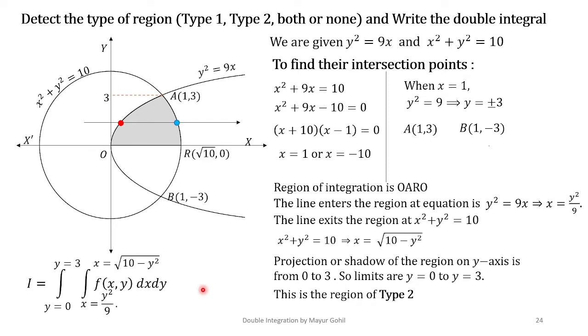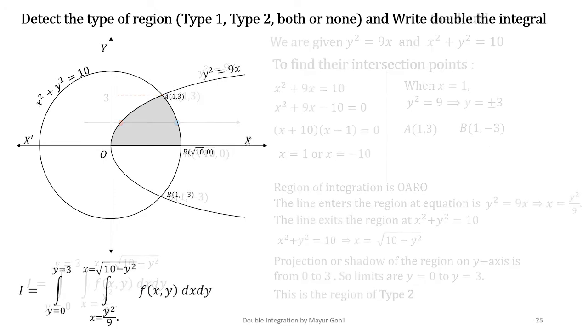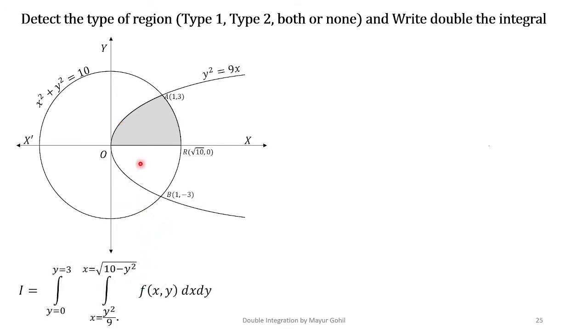Let us see what all things can be done if we try to see this as a type 1 region, and what changes come to the double integral if we try to see the region as a type 1 region. I'm carrying forward the diagram and the double integral for the further discussion. Okay, now we shall try to see this as a type 1 region.